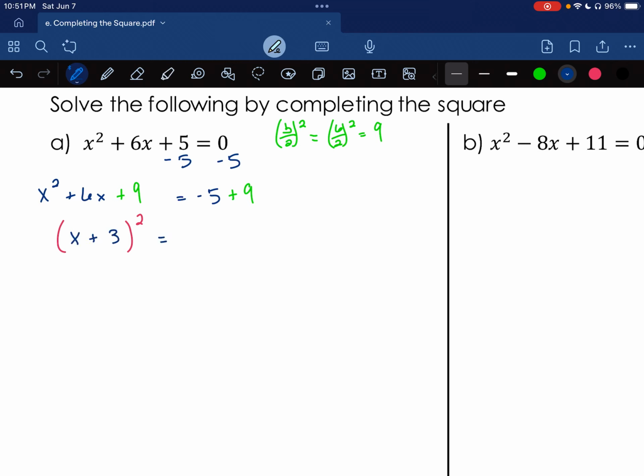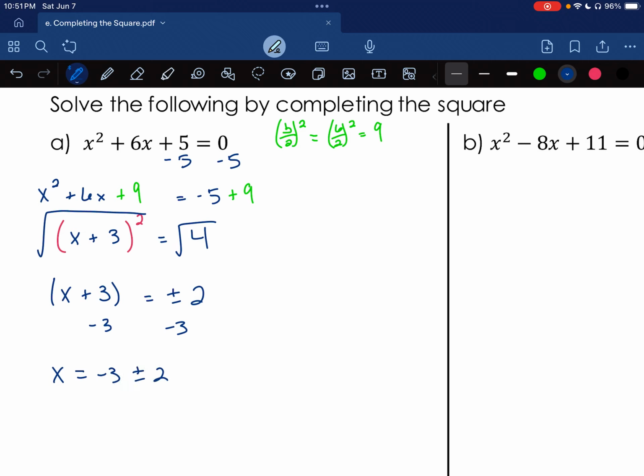All right, now let's go ahead and square root both sides of the equation. We're going to have x plus 3 is equal to plus or minus 2. Now we're going to subtract 3 from both sides, and we'll have x is equal to minus 3 plus or minus 2. So negative 3 minus 2 is negative 5. Negative 3 plus 2 is negative 1.